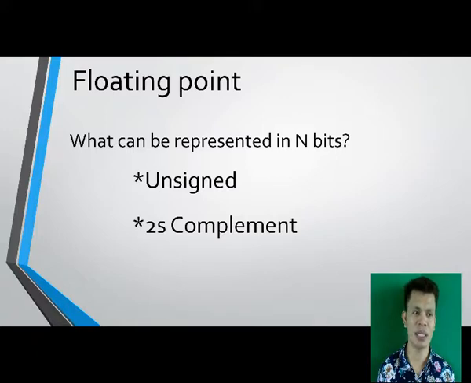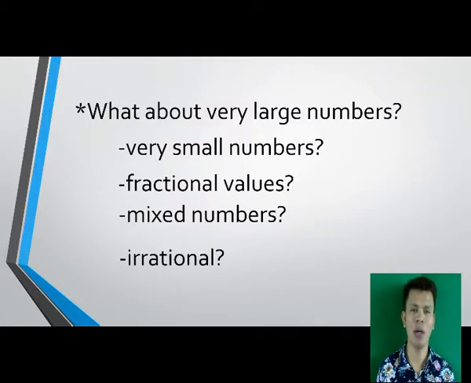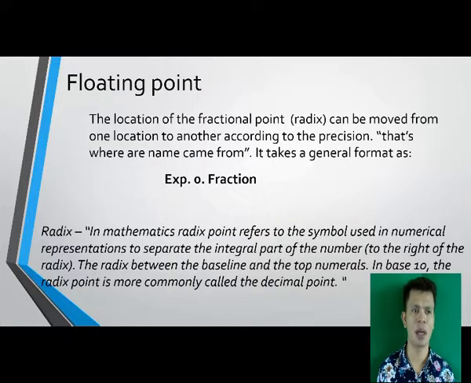Floating point. What can be represented in n bits, signed and 2's complement? What about very large numbers, very small numbers, fractional values, mixed numbers, irrational numbers? The location of the fractional point, the radix, can be moved from one location to another according to the precision. That's where our name came from. It takes a general format as exponent, zero, fractions. That is all about floating points.